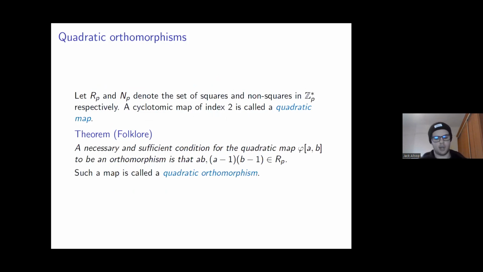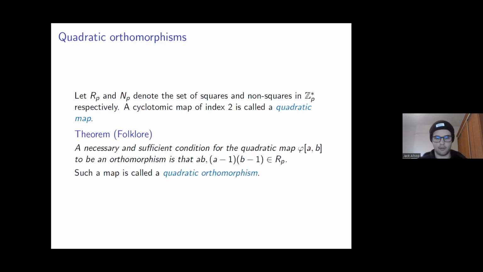So the simplest type of cyclotomic map is a cyclotomic map of index 2, which is called a quadratic map. And these have some benefits to study. Firstly, they're defined for all odd primes. And also, in general, a cyclotomic map depends on your choice of primitive element gamma. But when you're dealing with quadratic maps, the choice of gamma doesn't matter, because the cyclotomic cosets C0 and C1 will always just be Rp and Np, respectively.